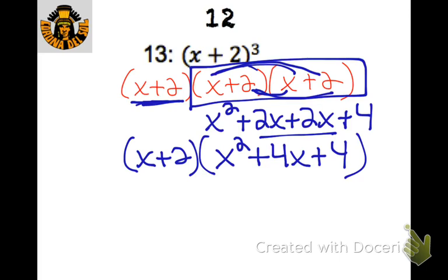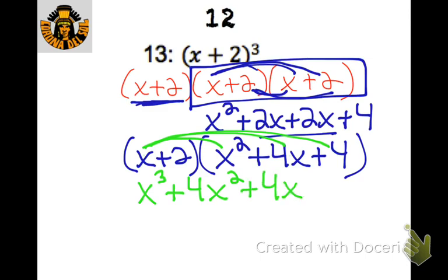And then we're going to do just like we did on the last problem. We're going to make sure and multiply the x all the way through. So the first one, it'd be x cubed, and then x times 4x, so that would be 4x squared. And then x times 4, that would be 4x. And then now we're going to take the 2 and multiply that one through all the terms. So 2 times x squared, so that would be 2x squared. 2 times 4x, so that would be 8x. And then 2 times 4, that would be plus 8.